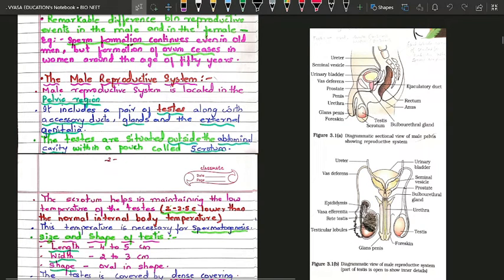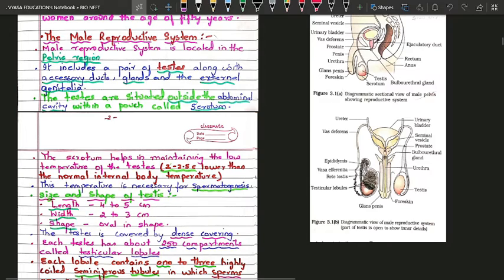This lower temperature is necessary for spermatogenesis. If the temperature is more, then the sperms die. You must have heard that there are sperm banks. In the second chapter we saw that sperm banks are also maintained. So the sperms are always preserved at low temperature. For the growth of the sperm, the temperature should be lower, 2 to 2.5 degrees Celsius.